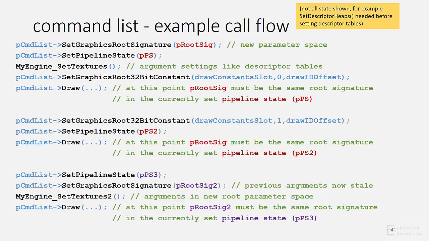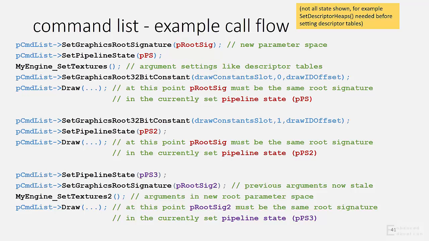Finally, we get to draw, and the point here is that, again, all of the state has to be self-consistent now, and so the currently bound root signature and corresponding arguments must match the root signature that was used when the pipeline state that's currently bound was created. Okay, next we want to set up for the next draw, so we change our draw ID to 1. Then we set a new pipeline state, and when we get to the draw, this new pipeline state must have been created with the same root signature that's currently bound, and it was bound up here.